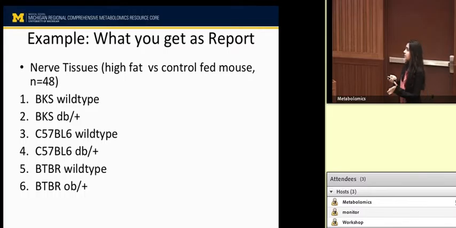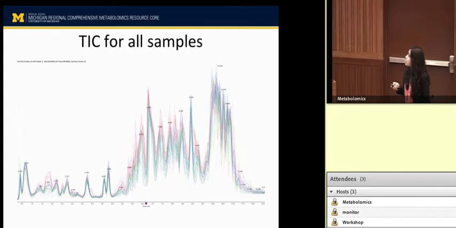So we get this much information from people, and we use this information first to randomize and run the samples. This is the TIC for all the samples, and it's fairly good for a tissue data set. You do see some variations, but as I said, there are different tissue weights also, and tissue is not as clean as plasma always.